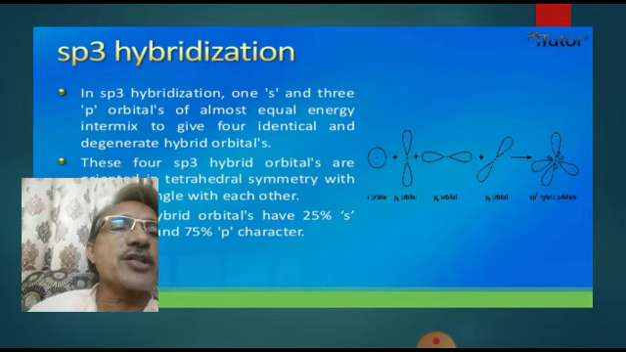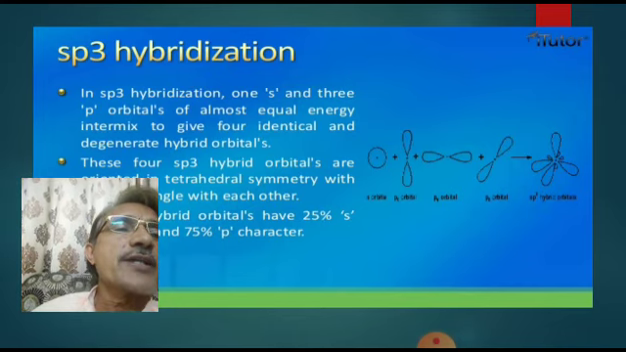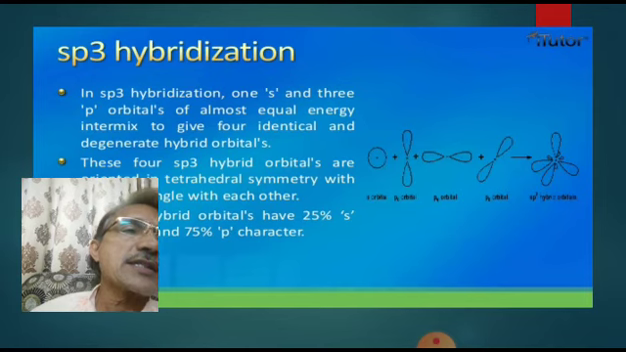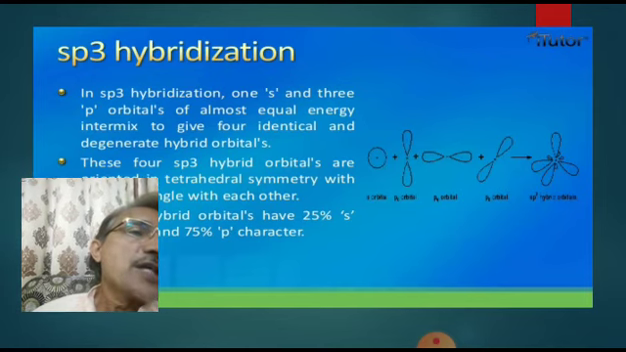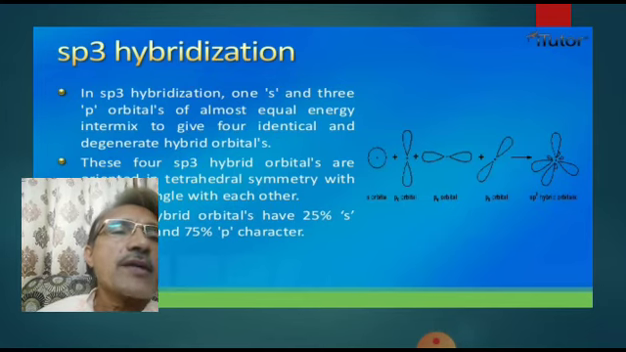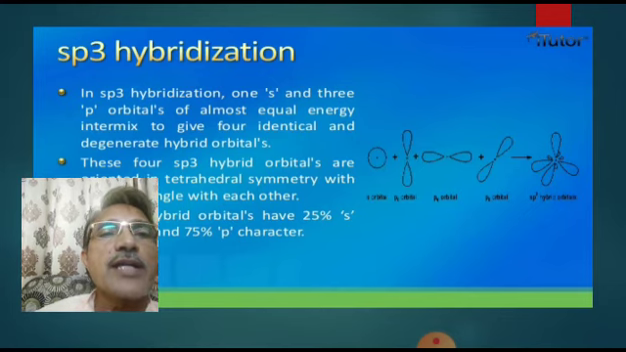tetragonal hybridization. See, one spherical shaped s orbital is mixed with 3 dumbbell shaped p orbitals, resulting in the formation of 4 identical sp3 hybrid orbitals. These 4 sp3 hybrid orbitals are oriented in a tetrahedral manner by making an angle of 109 degrees 28 minutes.